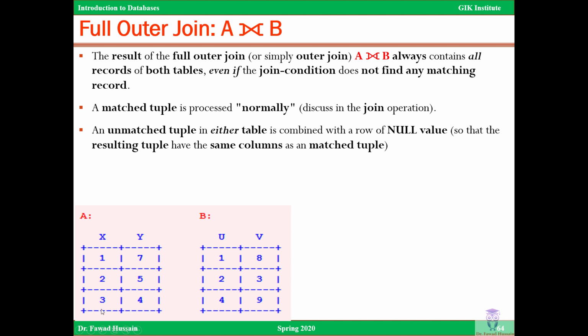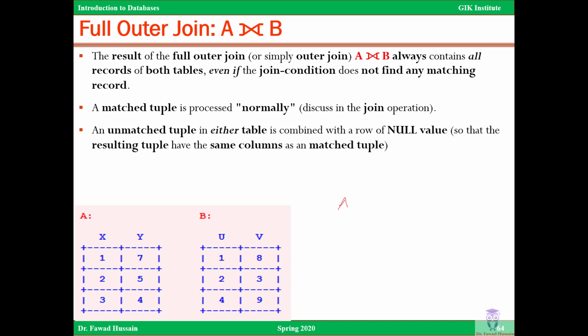So we are going to include the rows of the left table that do not have a matching entry in the right table, and then we are going to include the rows of the right table that don't have a matching entry in the left table. So basically it's a combination of the left and the right outer join. So let's look at our example and see how this will happen.